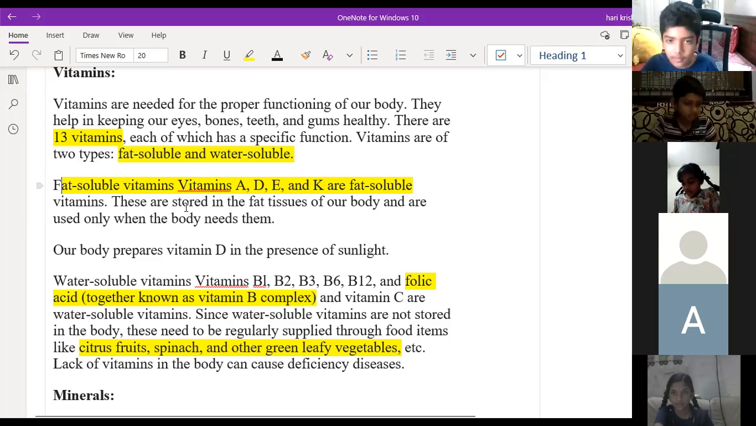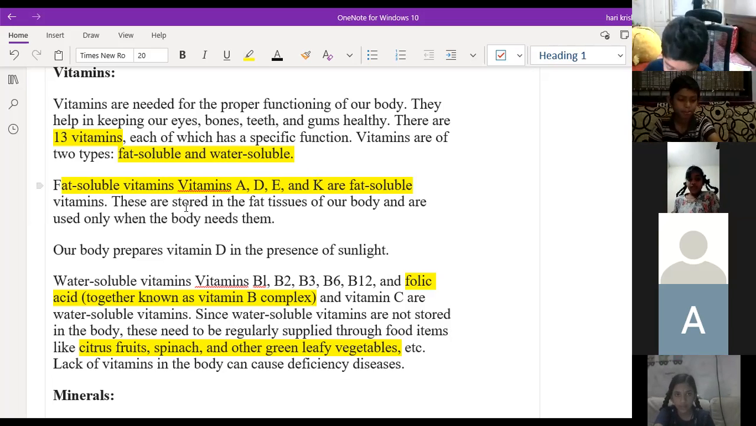Why only sun, sir? Like heat also would make it? Not in the heat, only in the presence of sunlight. Expose yourself to the sunlight in the morning. Our skin has different types of cells which undergo a reaction and produce vitamin D. The sun contains heat, but it uses the energy in the form of light rays, so it converts into vitamin D only in the presence of sunlight.